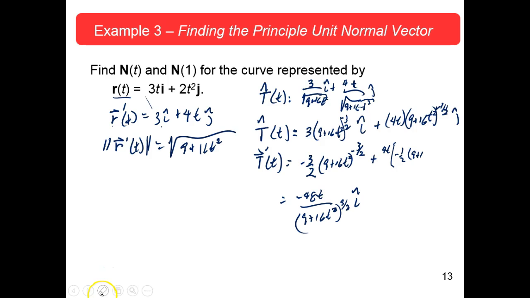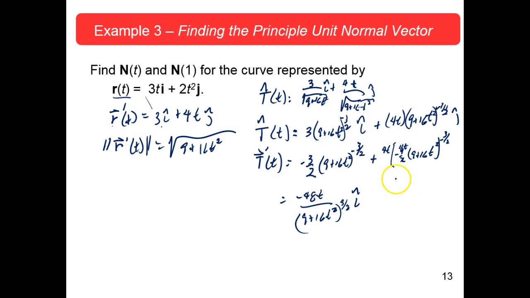I'm trying to cram my writing together and the pen gets off a little bit. 9 plus 16t squared to the minus 3/2 times your 32t, which is going to be 16t. All right, that's the first part.